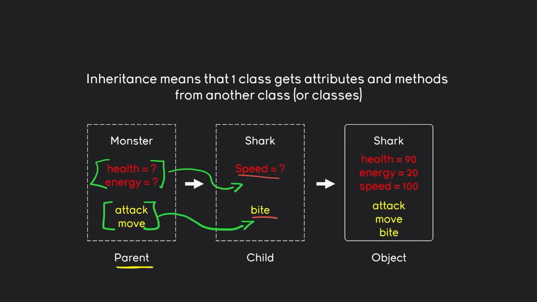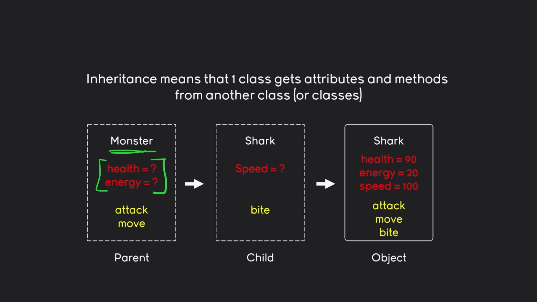Meaning we are combining the monster and the shark class to create the actual shark object. And the reason why we are doing this is this makes it very easy to reuse code. Let's say this monster here could be the parent class to every monster in our game. And if we have this, we never have to set the attributes health or energy for any other monster. They are always available for every single class because they all inherit from this monster.